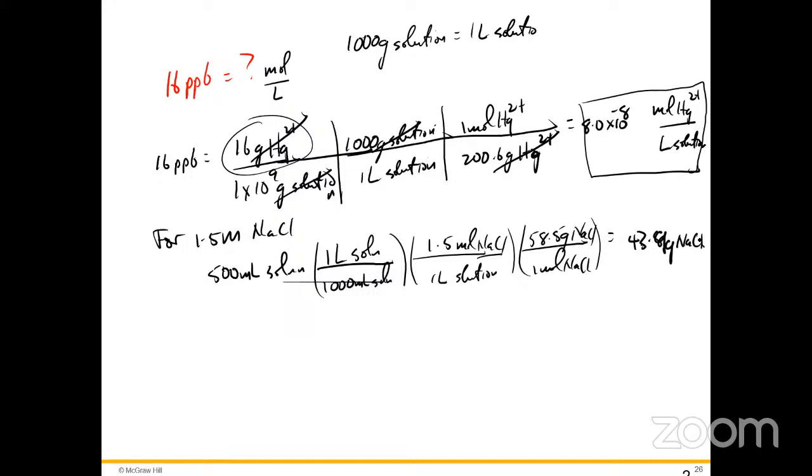And that's how that is done. And then you're going to do a similar calculation for 0.15 m sodium chloride. So the only difference is that instead of 1.5 here, you're going to have 0.15 here, which means that the answer here becomes 4.39 grams of sodium chloride. All right, so that's basically how that is done. Any questions?